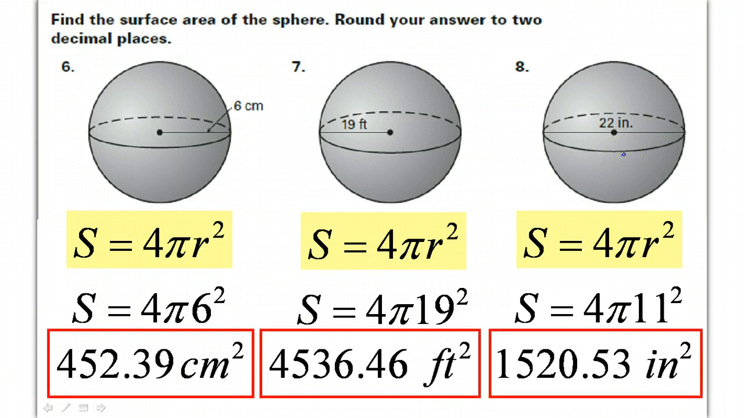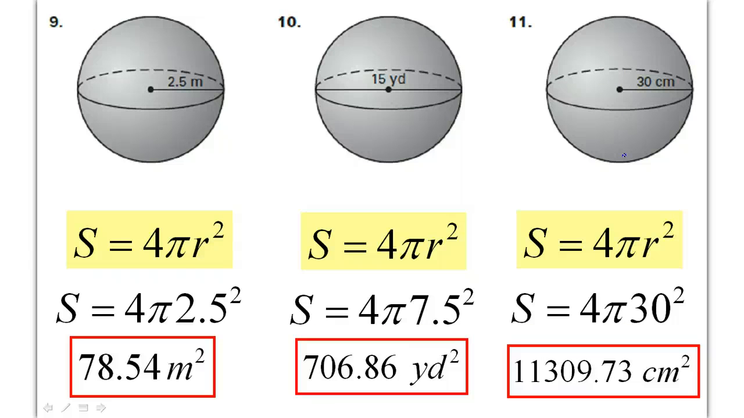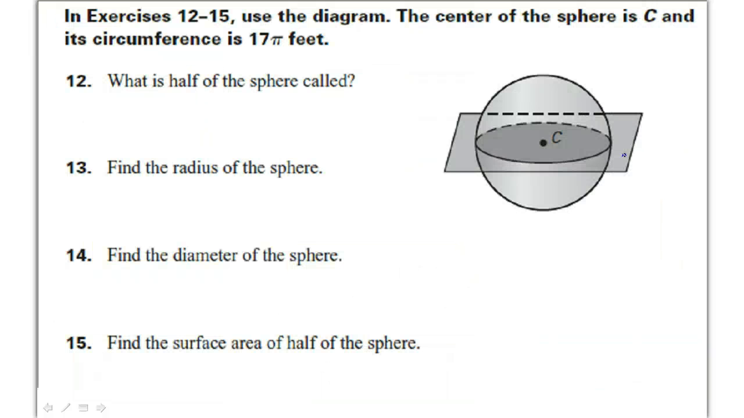So these are the answers that you should have gotten for 6, 7, and 8. Any questions on 6, 7, or 8? Okay. Similarly, 9, 10, and 11 should be this. Yes. With pi? Well, the direction said round your answer to 2 decimal places. Okay, alright, moving on to number 12.